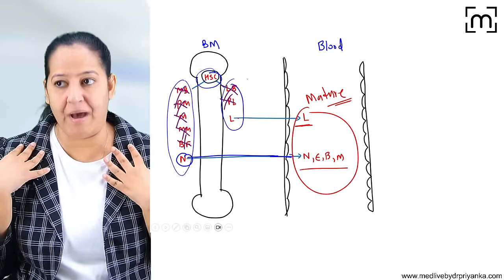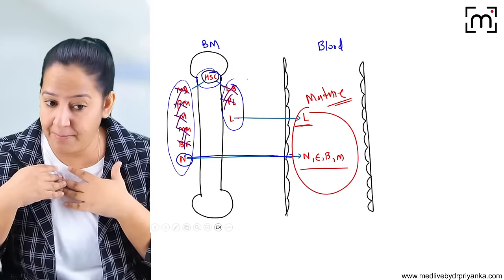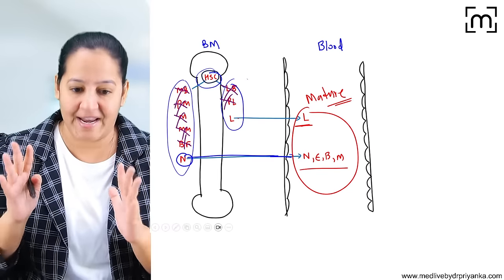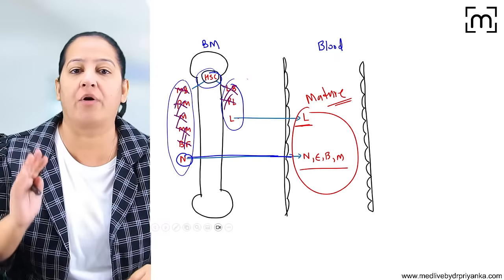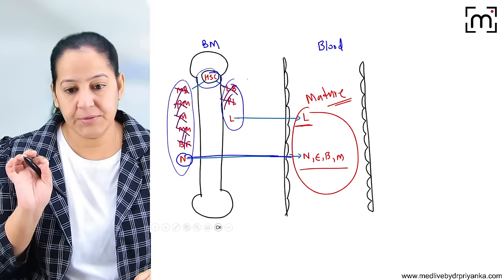So if you check my bone marrow or any healthy human bone marrow, you will find all these. But if you check my blood or any healthy human being's blood who doesn't have any blood disorders, any WBC disorders, you will find the mature WBCs in their blood, but not the immature ones. Okay, so this is the basic.